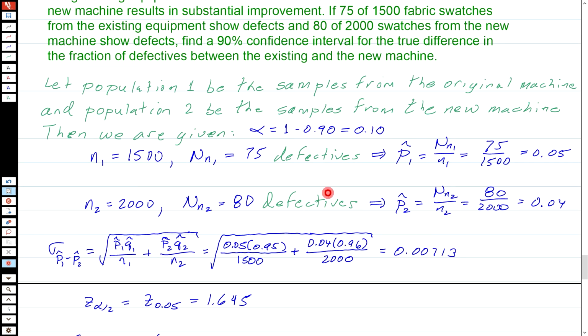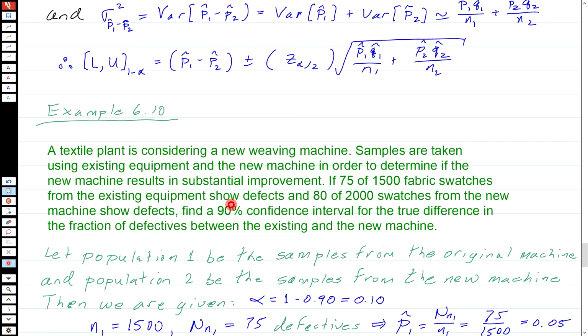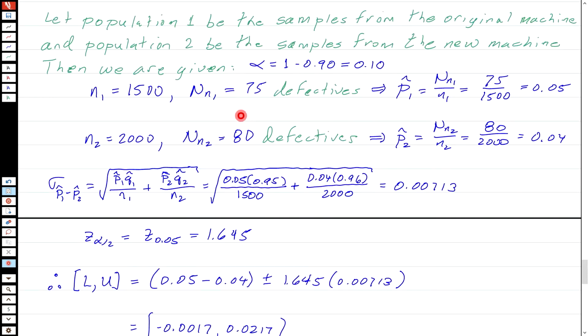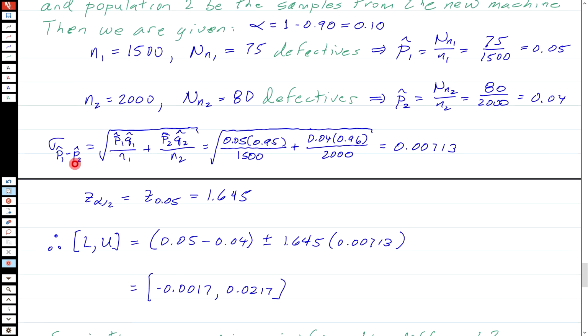Anyhow, we have enough information now to evaluate the components that we need for this confidence interval. We'll start with this standard deviation, the standard deviation of P hat 1 minus P hat 2. That's given here. It's going to be the square root of the variance of P hat 1 and the variance of P hat 2, which is P hat 1 Q hat 1 divided by N1 plus P hat 2 Q hat 2 divided by N2.